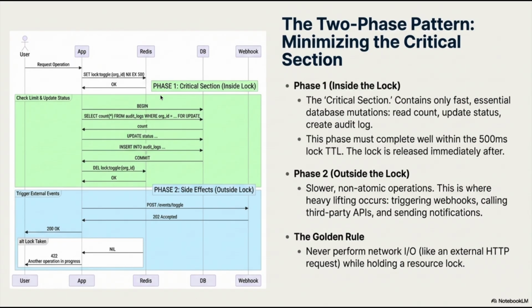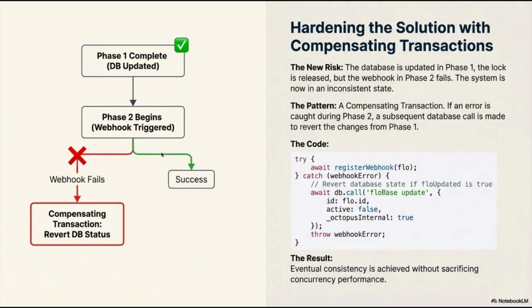That's why we did all the DB operations inside phase 1, and all the extras in phase 2. Maybe you want to send some event to Datadog or somewhere, or register or deregister a webhook, or make any third-party API call. Everything should be in phase 2. And if phase 2 fails somehow, you can always revert phase 1. So phase 1 completes, phase 2 begins, webhook registered. If the webhook fails, you run a compensating transaction to revert the DB status. If not, you set success.